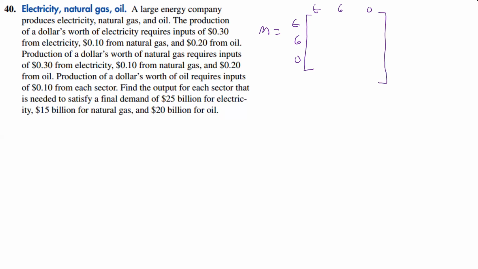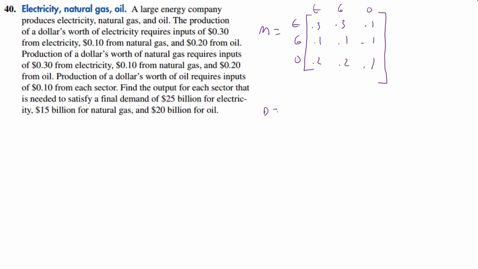So production of $1 worth of electricity, which is our first column basically, requires 0.3 from electricity, 0.1 from natural gas, and 0.2 from oil. And then natural gas requires inputs of 0.3 electricity, 0.1 natural gas, and 0.2 from oil. And oil requires 0.1 from each sector. Okay, so that's what our M matrix looks like.